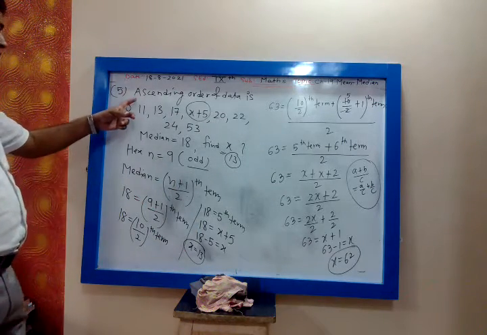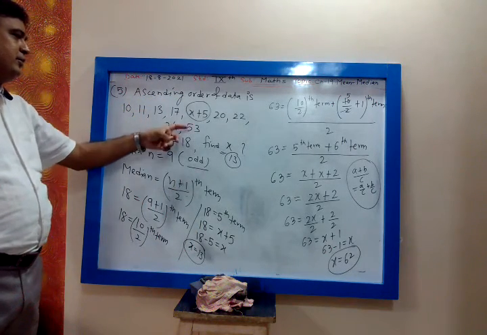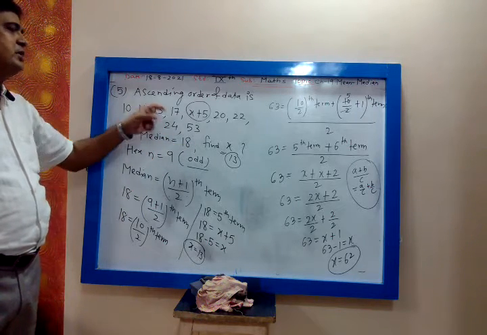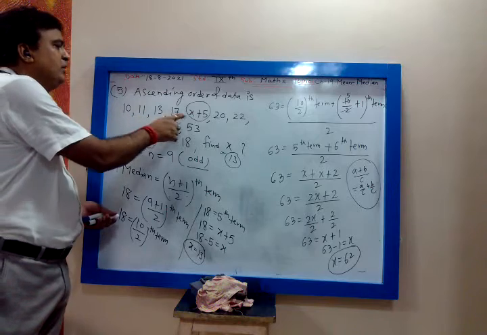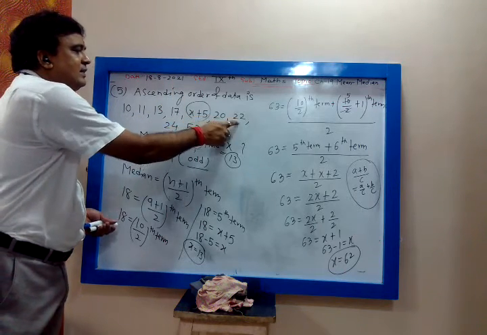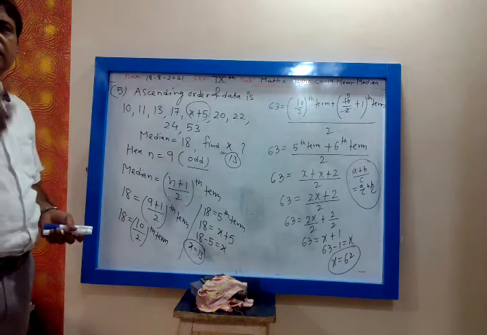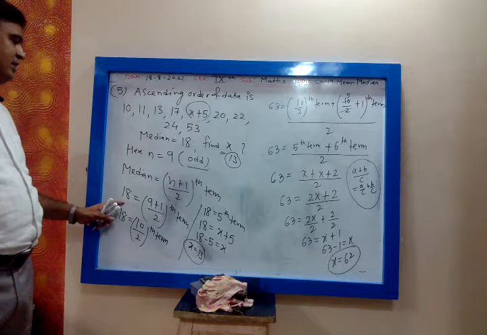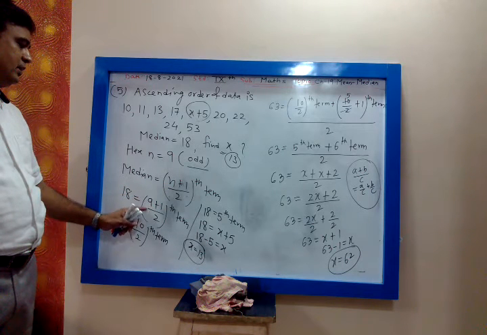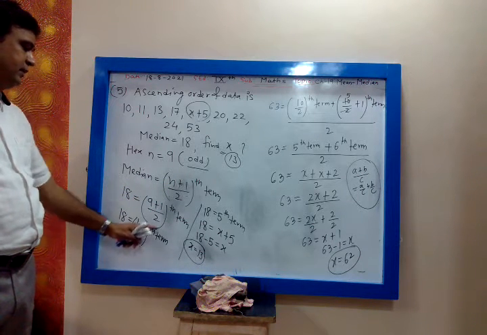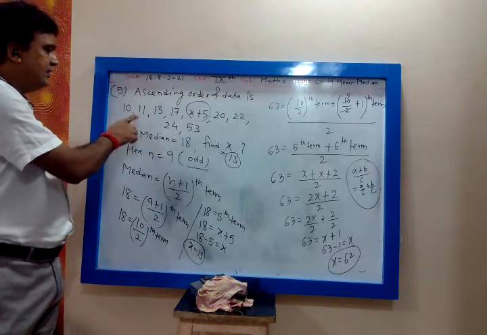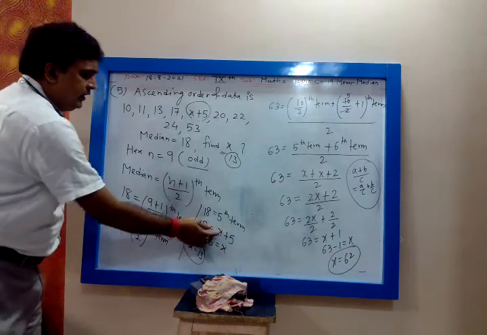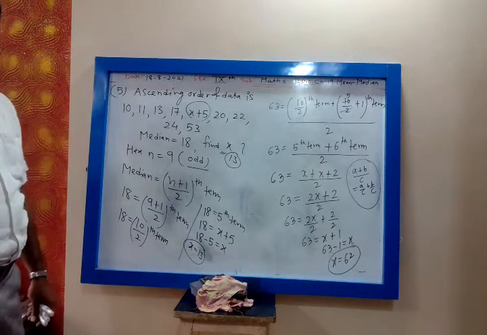Let me explain. Ascending order of the data is given to you. Median is also given, 18. Find x. So you have to count how many observations are given. 1, 2, 3, 4, x plus 5 is one number, 5, 6, 7, 8, 9. 9 is an odd number. So the median formula is (n plus 1) upon 2th term. N is 9, 9 plus 1 is 10, 10 upon 2th term, that is the 5th term. So the 5th term of the observation is 18. So 18 is equal to x plus 5. Take 5 on this side, 18 minus 5 is x. X is 13. Understood?